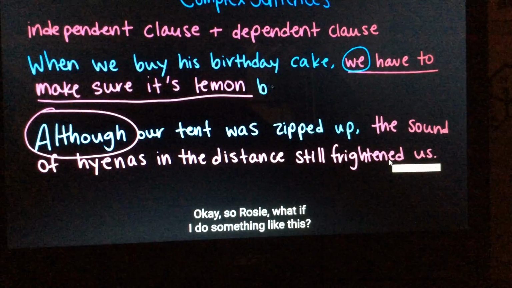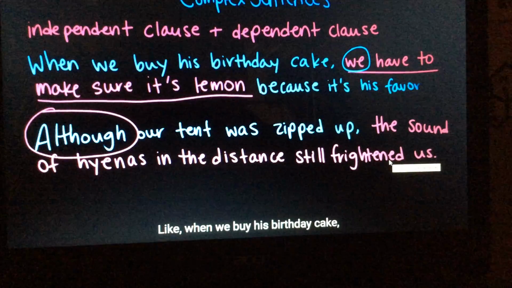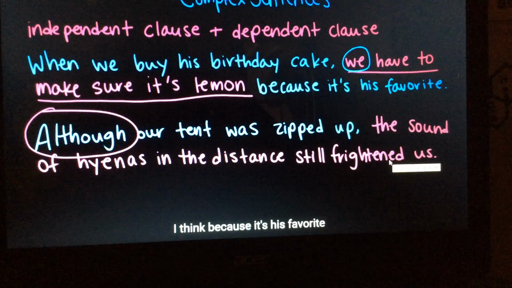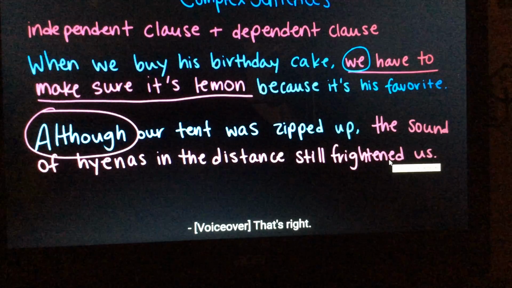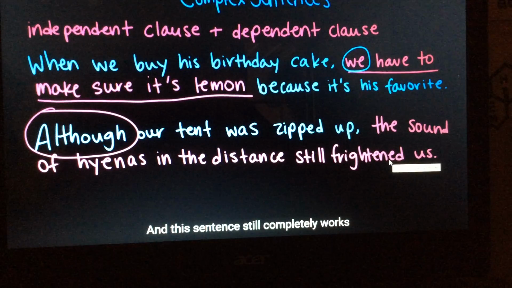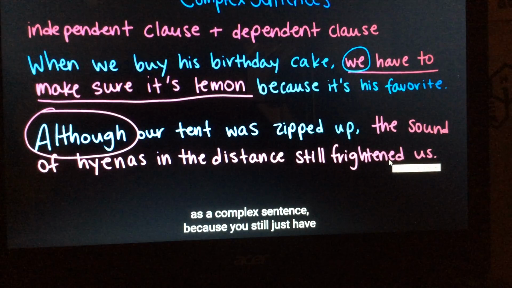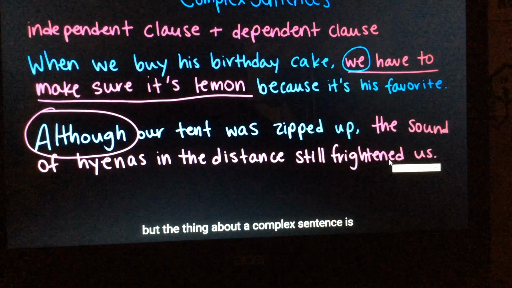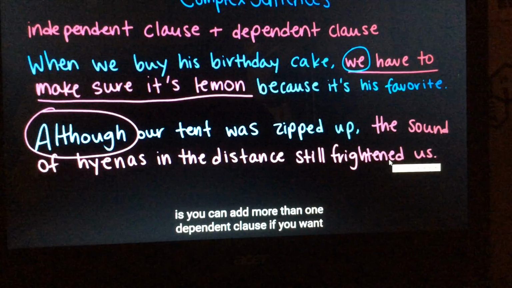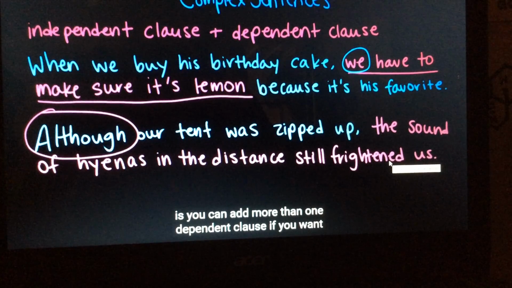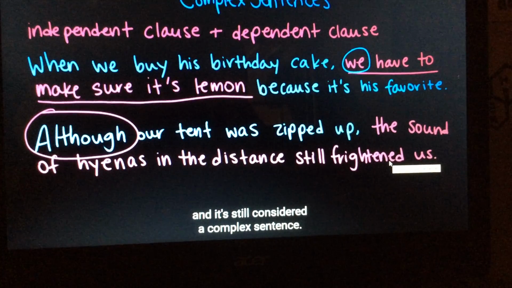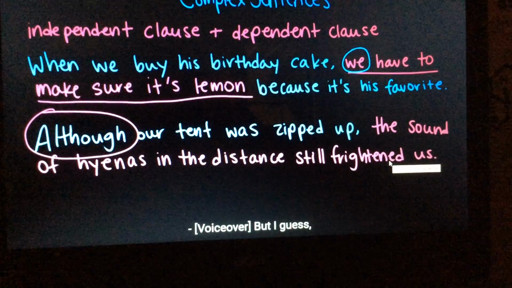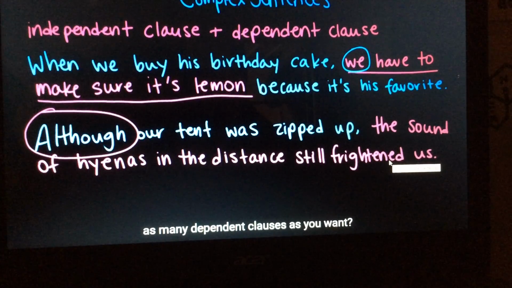Okay, so Rosie, what if I do something like this? Like, when we buy his birthday cake, we have to make sure it's lemon because it's his favorite. I think because it's his favorite is a dependent clause, right? That's right. And this sentence still completely works as a complex sentence because you still just have this one independent clause. We have to make sure it's lemon. But the thing about complex sentences is you can add more than one dependent clause if you want, and it's still considered a complex sentence. Okay, so it has to have just one independent clause. Right. But I guess as many dependent clauses as you want. Yeah, you can go crazy.